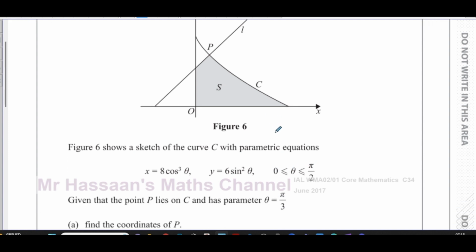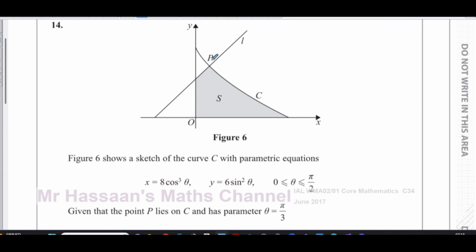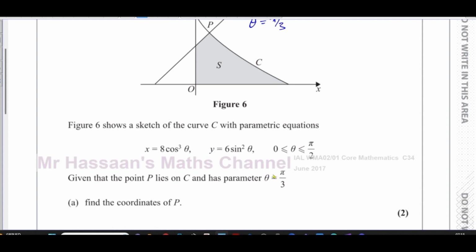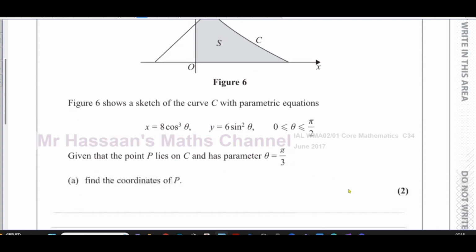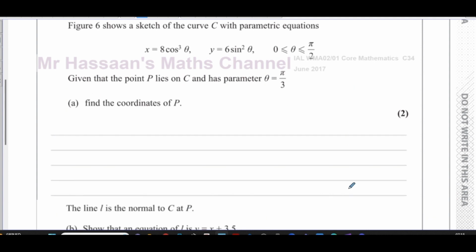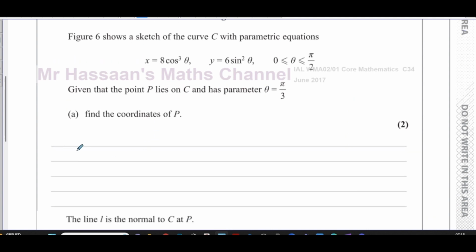Now it says, given that the point P lies on the curve C and has parameter theta equals pi over 3. So the parameter for P is theta equals pi over 3. We have to find the coordinates of the point P. So P has coordinates xP and yP.